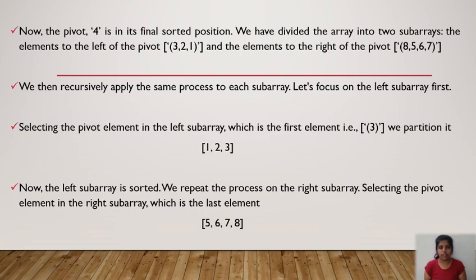Selecting the pivot element in the left subarray, which is the first element, that is 3. We partition it: 1, 2, 3. Now the left subarray is sorted. We repeat the process on the right subarray.